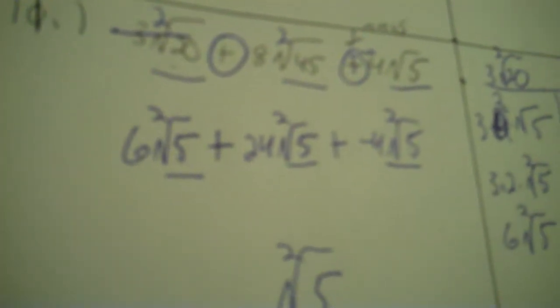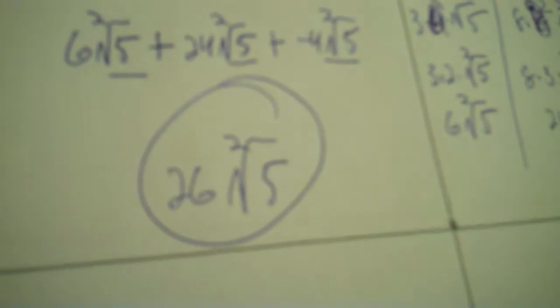Now this last one, 5 divided by 4 doesn't work. So then what we do is nothing. You keep it the same way. So now all the square roots are matching. So square root of 5, so I take 6 plus 24 is 30, and then plus negative 4 is 26.